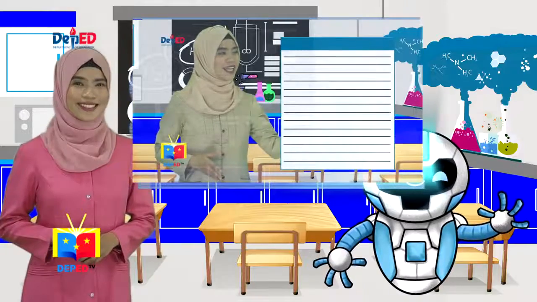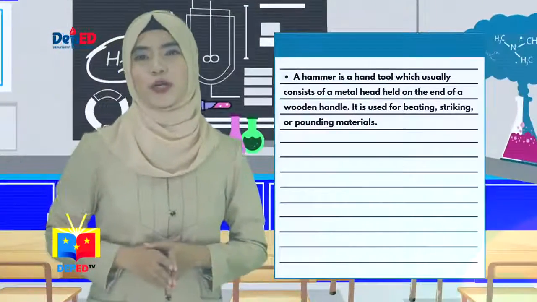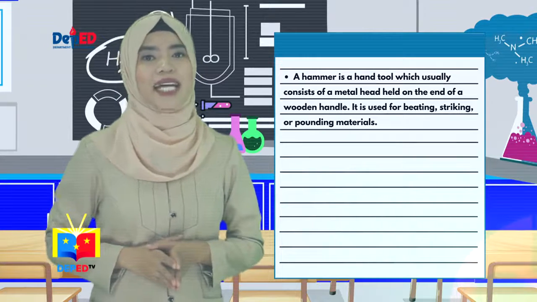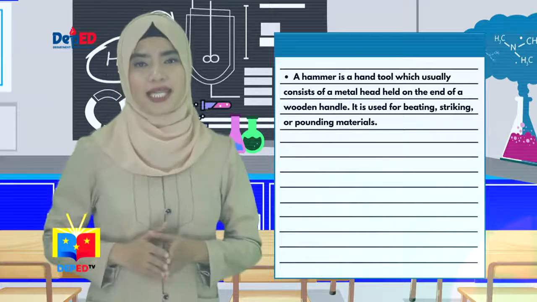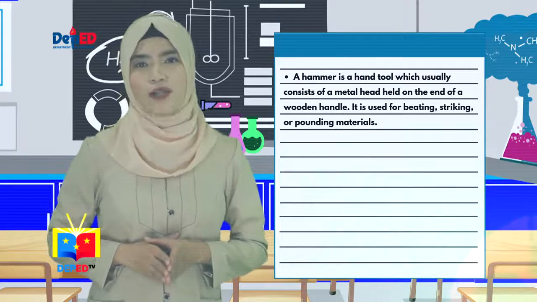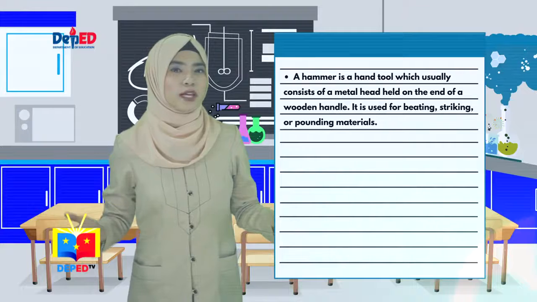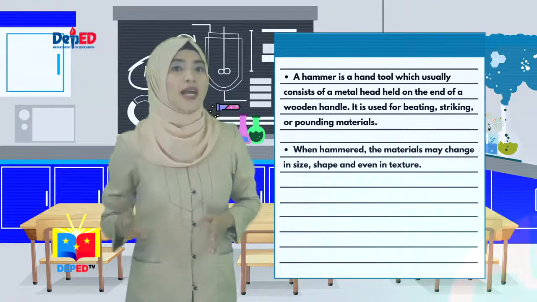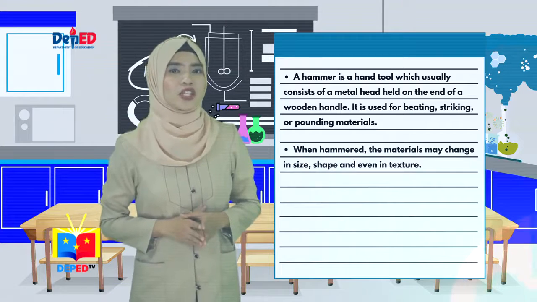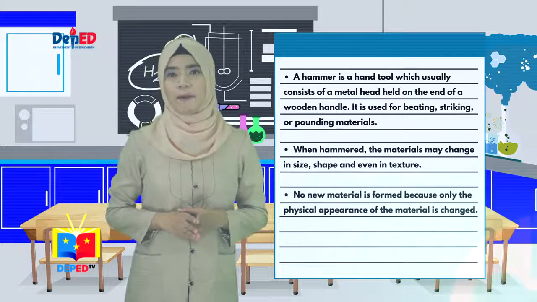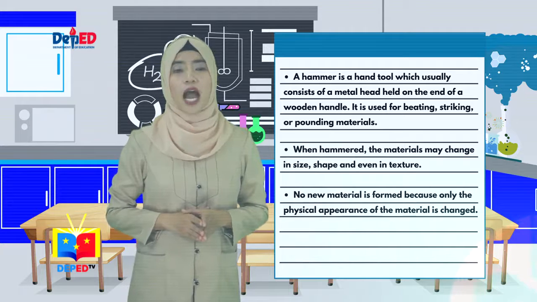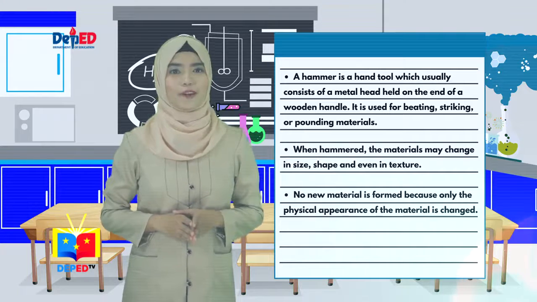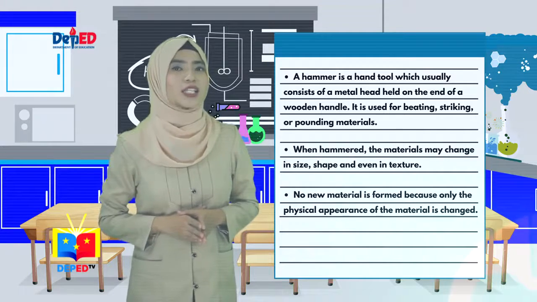A hammer is a hand tool which usually consists of a metal head held on the end of a wooden handle. It is used for beating, striking, or pounding materials. Some solid materials can be hammered depending on their composition. When hammered, these materials may change in size, shape, and even in texture. However, no new material is formed because only the physical appearance of the material is changed.